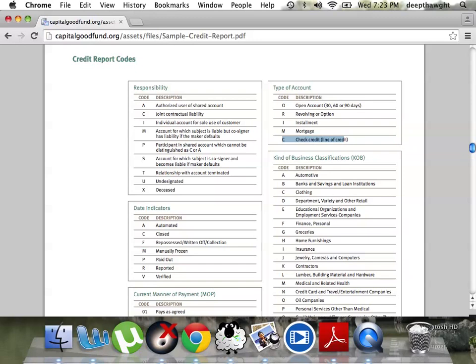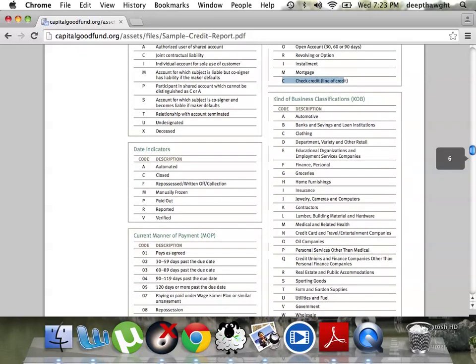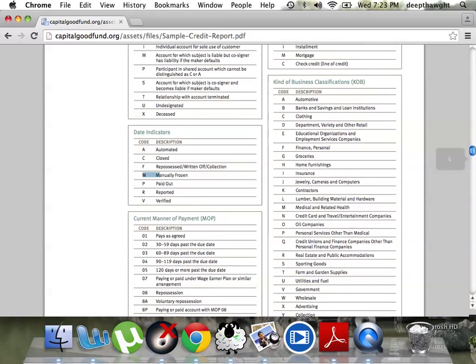Excuse me. Now, it's very important to look at these indicators. You know, if the account is closed, it's very important. Or if this account is repossessed, you got an F. If the account is frozen, you got an M for manually frozen. Paid out, reported, verified. All right.